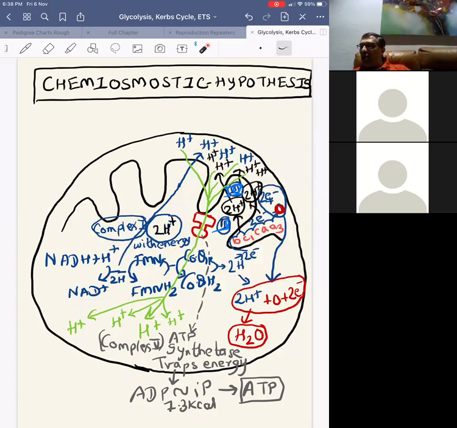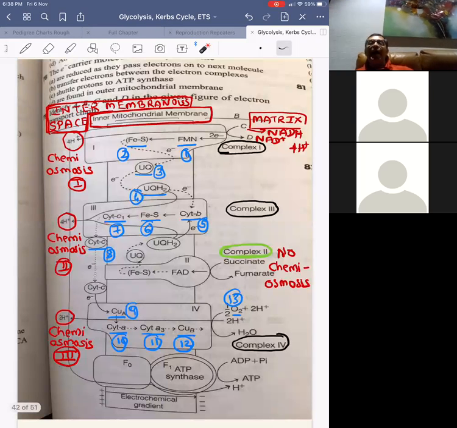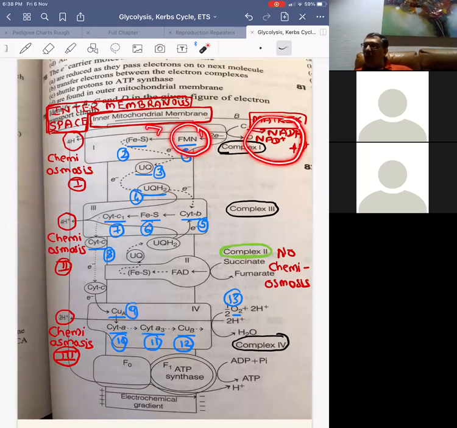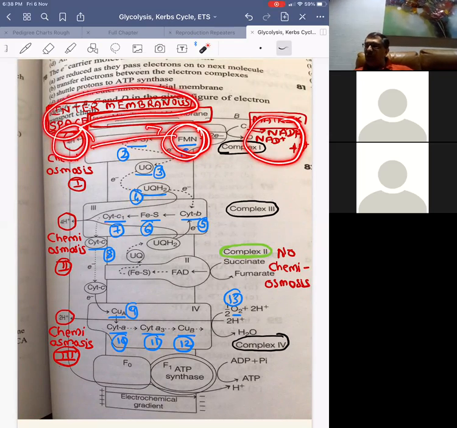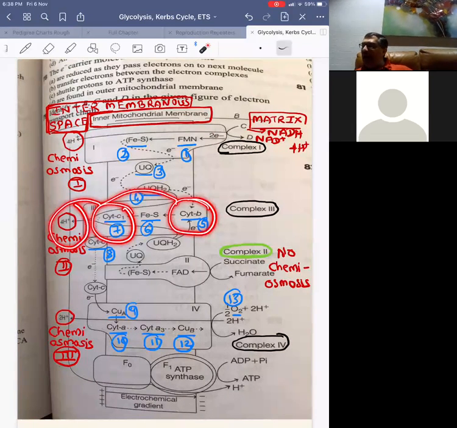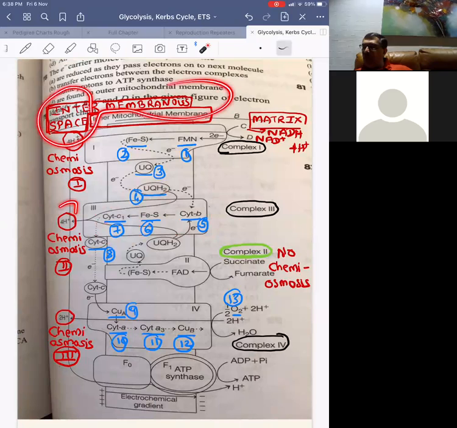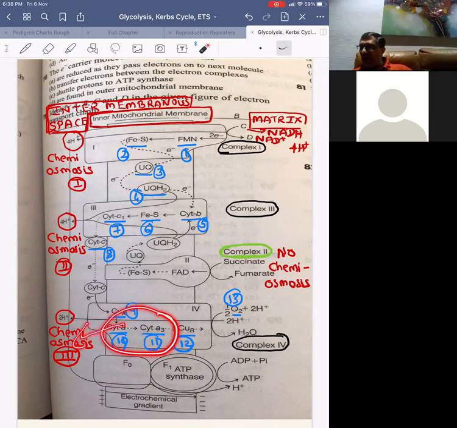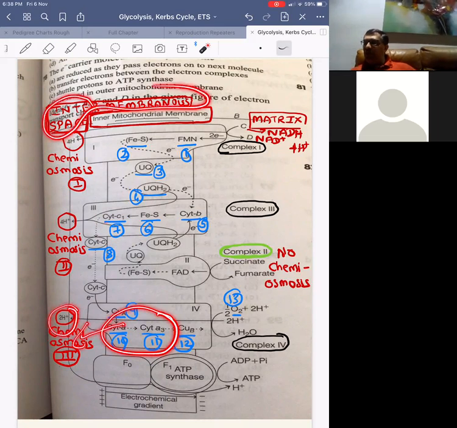So now we have understood this diagram. Between NAD and FMN, what happened? Pushing of protons into the intermembranous space. And then from B to C1 there was pushing of protons into the intermembranous space. And between A and A3, what was there? Pushing of protons into the intermembranous space.